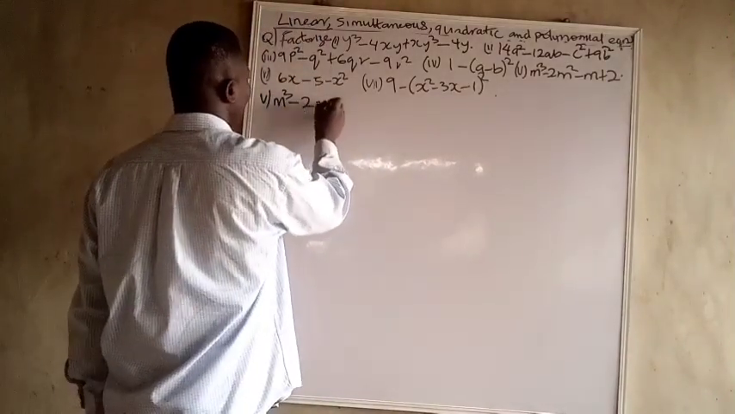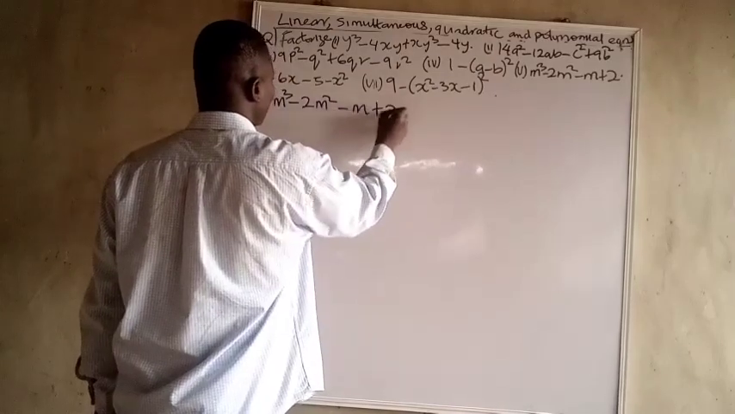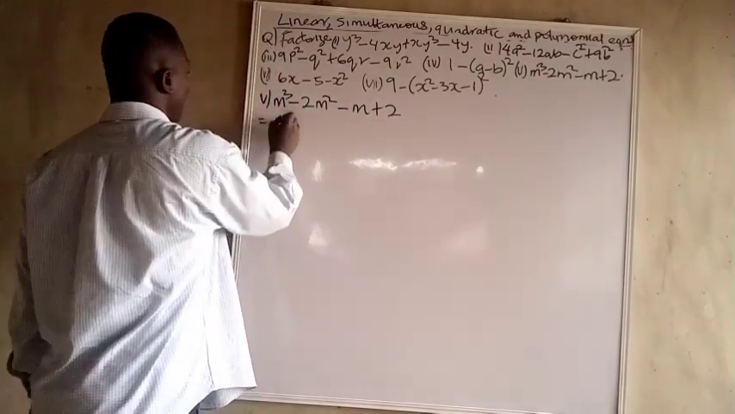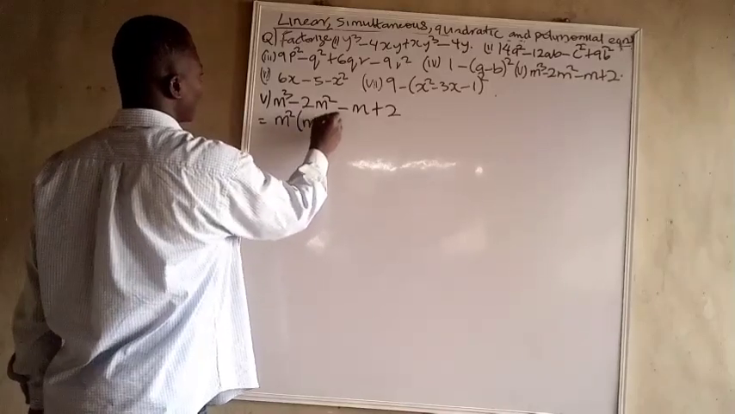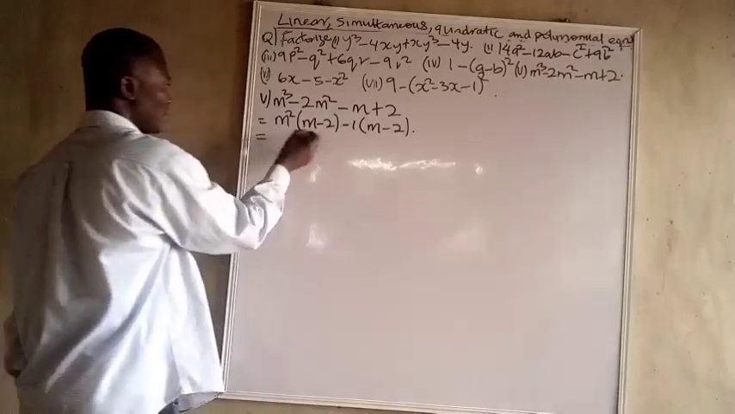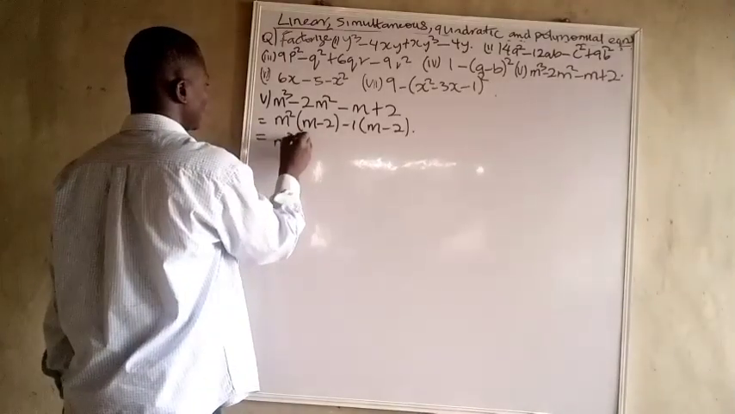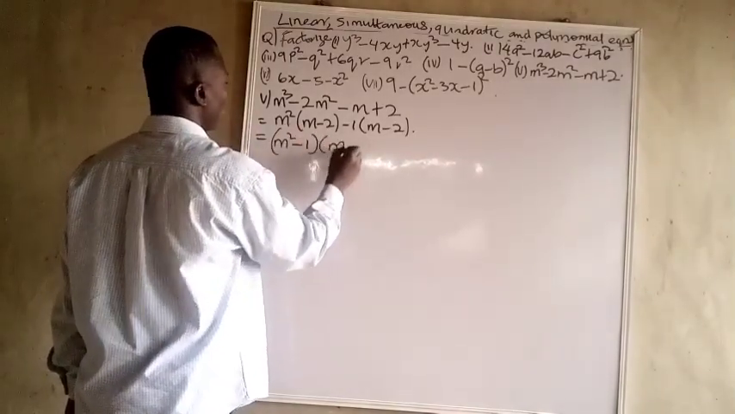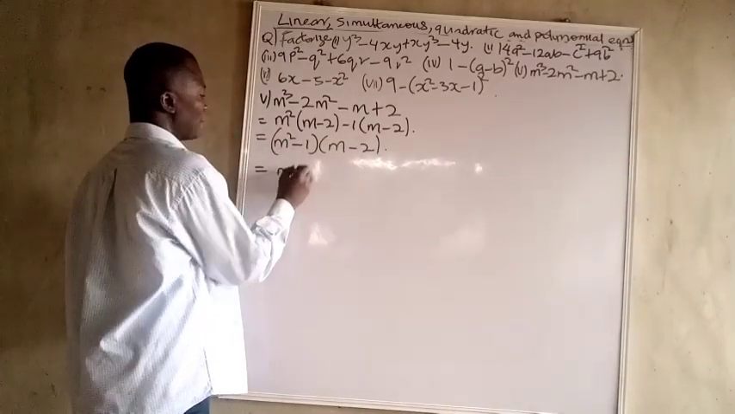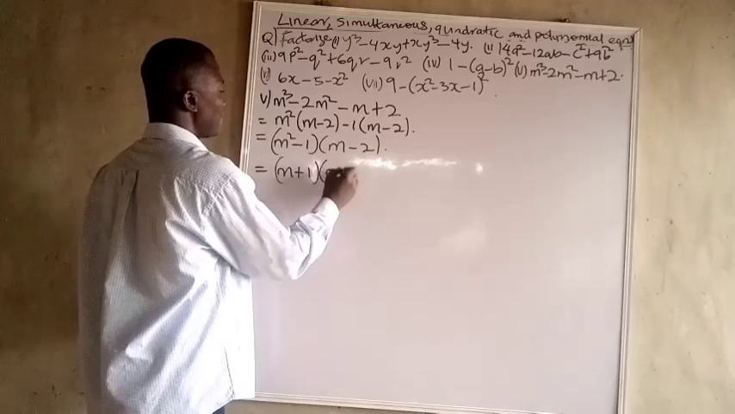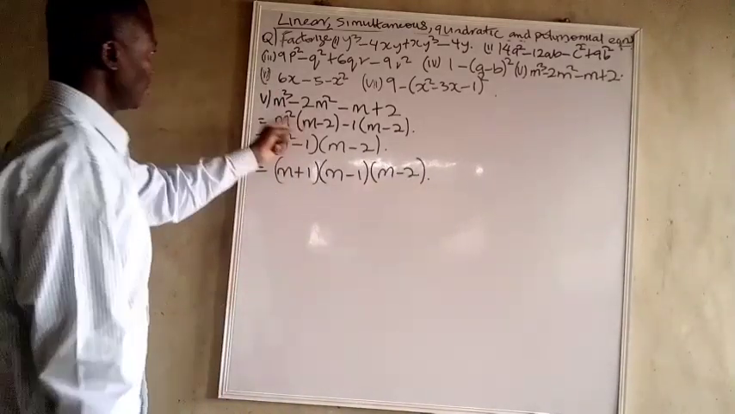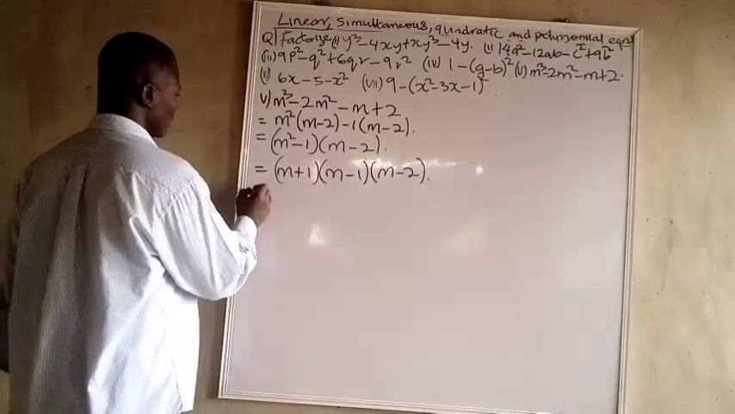n squared minus n plus 2. We have n cubed minus 2n squared minus n plus 2. So it's going to give us n squared into n minus 2 minus 1 into n minus 2. So working further on this, it's going to give me n squared minus 1 into n minus 2. So I can break this one further again. It's going to be n plus 1 into n minus 1 into n minus 2. That is for this. Now let's go to the next one.